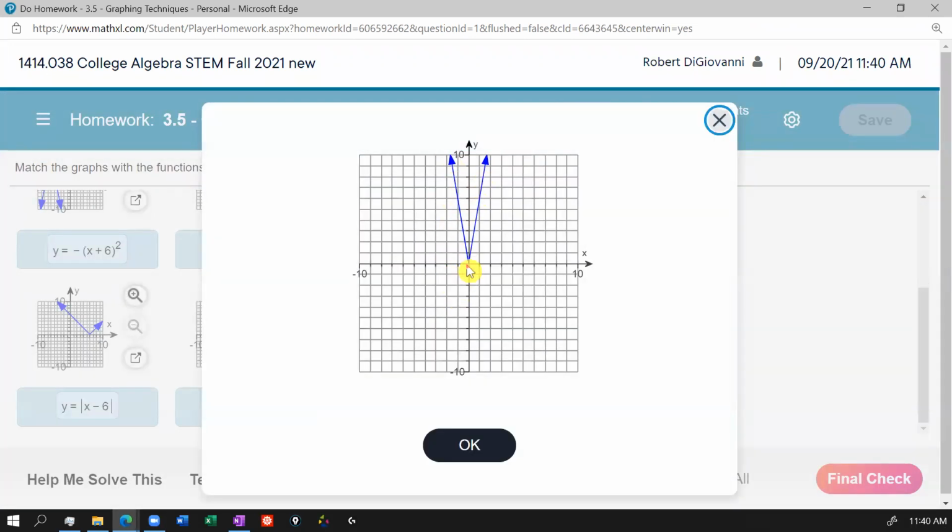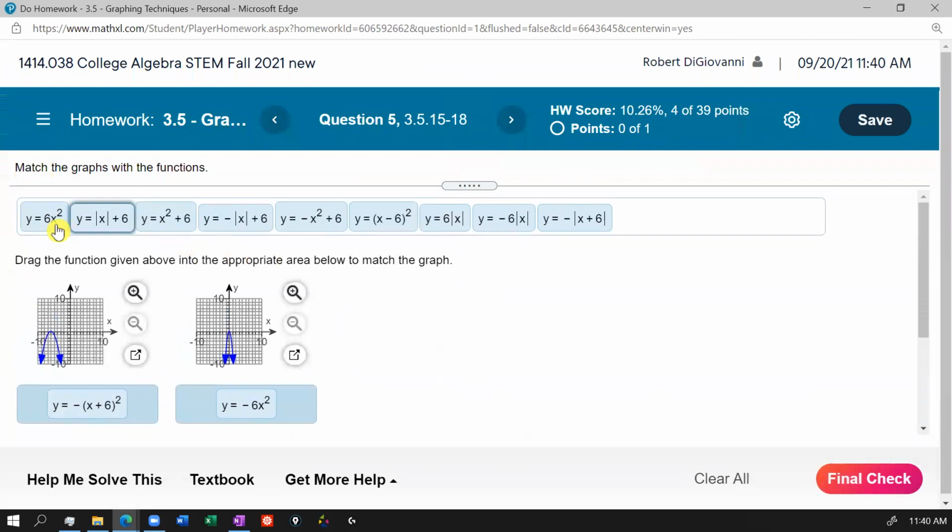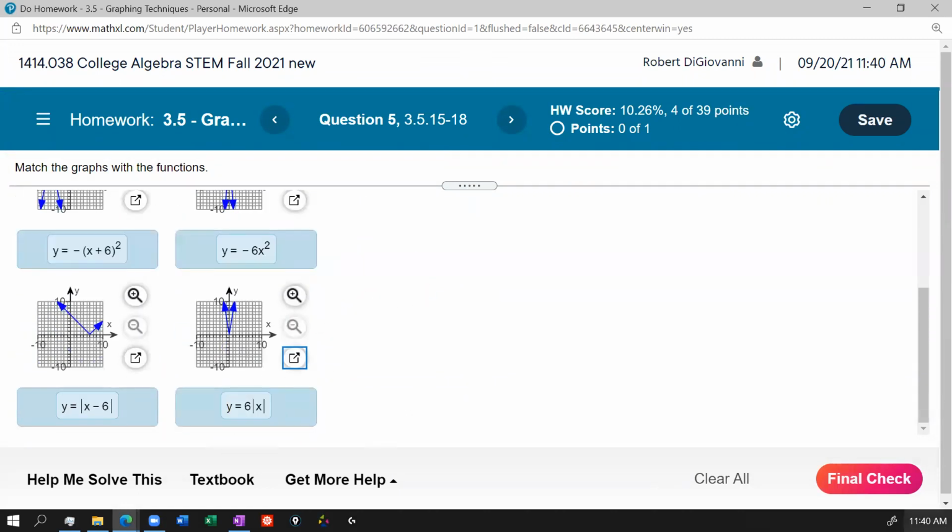And then this one, regular absolute value function, but when you go over 1, you go up 1, 2, 3, 4, 5, 6. So we've stretched it out by 6. So it's absolute value. So here it is, 6 absolute value of x.